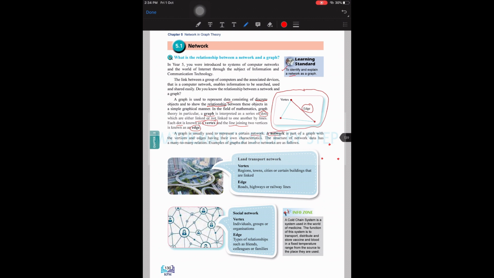So a network is part of a graph with the vertices and edges having their own characteristics. The structure of network data has a many-to-many relation, okay? So at the back of this chapter, we'll learn more on this. Examples of graphs that involve networks are as follows, okay? Land transport network, social network, okay? All these are like the vertices, okay? Then all these are the edges.